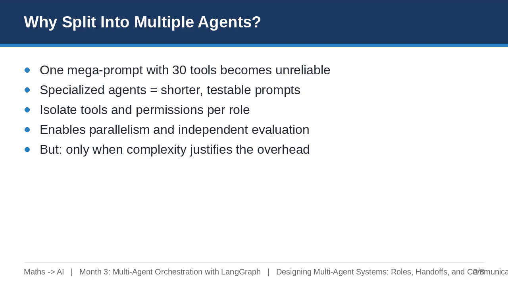A single agent juggling many tools in a huge prompt tends to forget instructions and pick the wrong tool. Splitting the work into specialists keeps each prompt short, focused, and testable, and lets you grant least privilege tool access per role. The trade-off is added latency, cost, and new failure modes, so reach for multi-agent only when a single agent genuinely can't handle the task well.